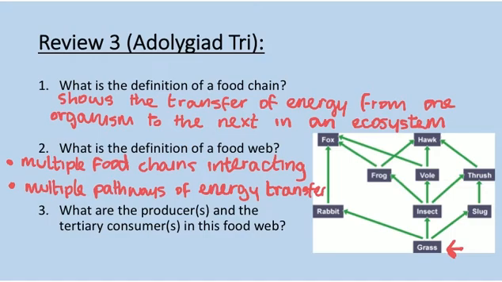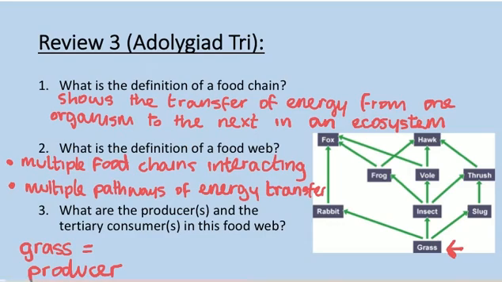So that means that grass is our producer because it is the start of all of our chains. We can see here that slug, insect and rabbit eat the grass, so that makes them our primary consumers.